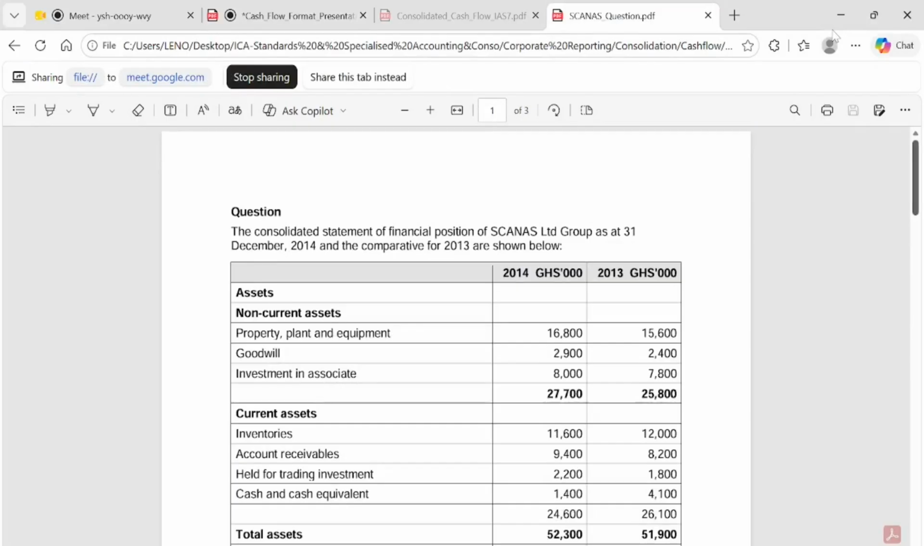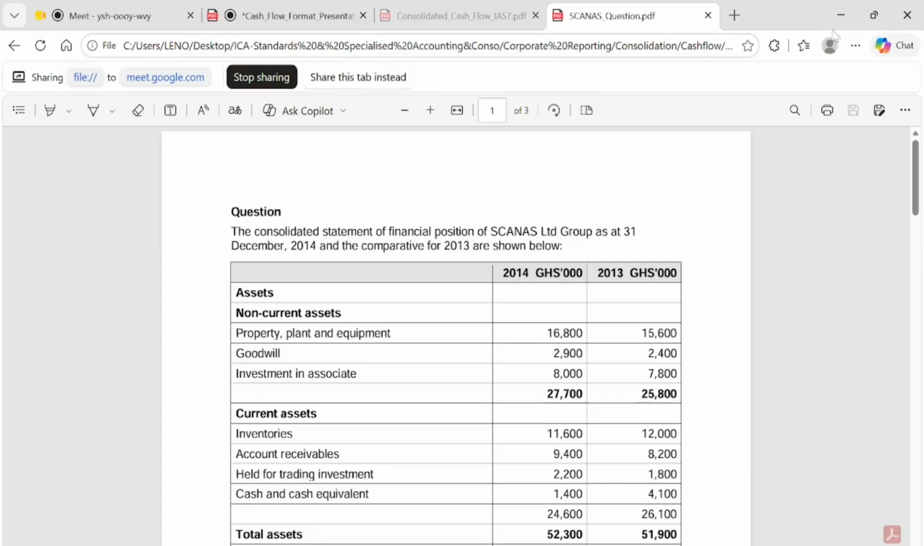Let's look at our first question under cash flow and then see how we can solve it. So the consolidated statement of financial position of Scanners Limited Group as at 31st December 2014 and then the comparative for 2013 are shown as follows. So cash flow, they do what? They compare year on year account. So here you have 2013 and 2014.